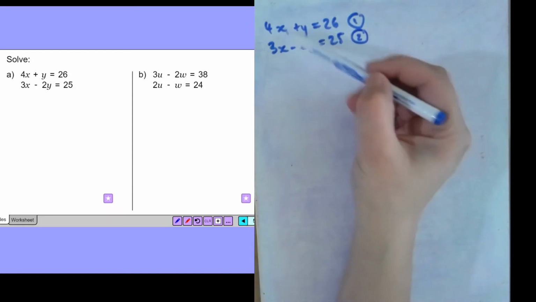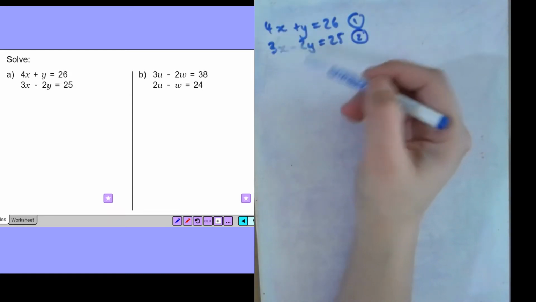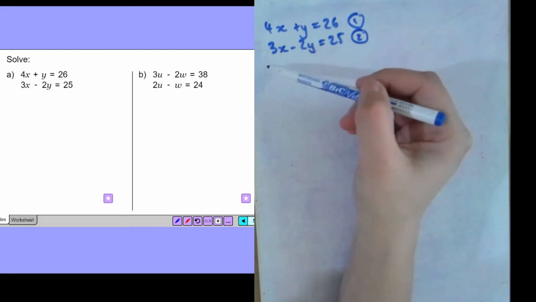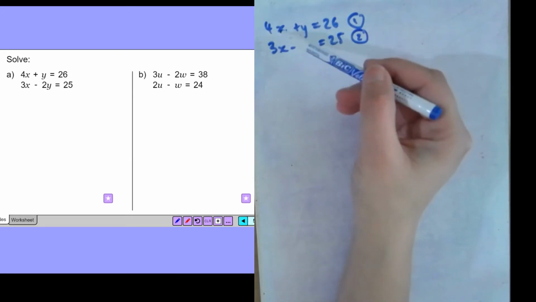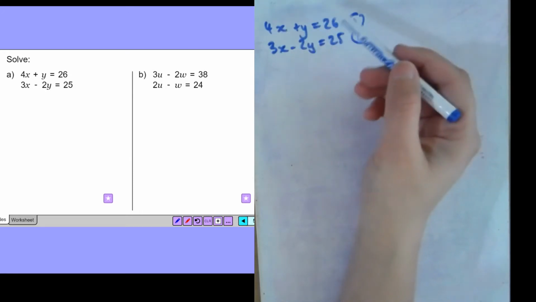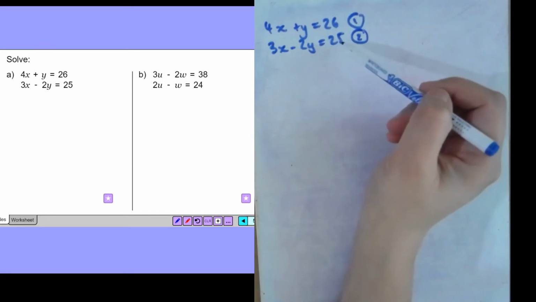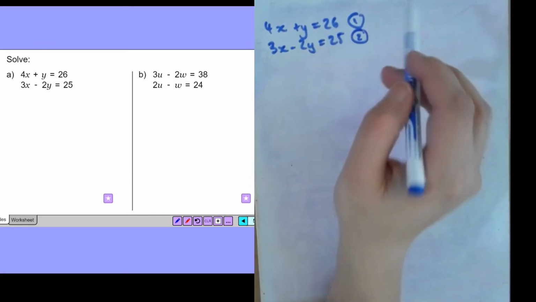Okay, so I'm looking at the magnitude, 4x, 3x. The only way I can make that the same is looking at the lowest common multiple, and the lowest common multiple for this is 12. So that means I need to change this one, but I also need to change the bottom one. So that's 2 equations I would have to change.